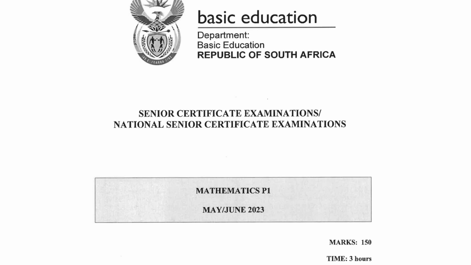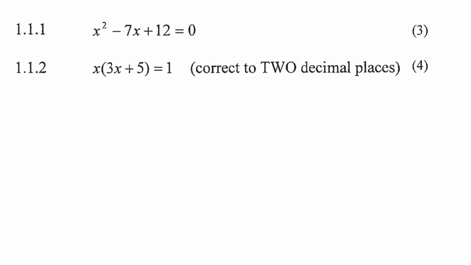150 marks, 3 hours. Let's do it. Okay, so here we just have two solve for X kind of questions. So this first one over here, you see it's only for 3 marks. And it doesn't say correct to 2 decimal places the same way that this one does.